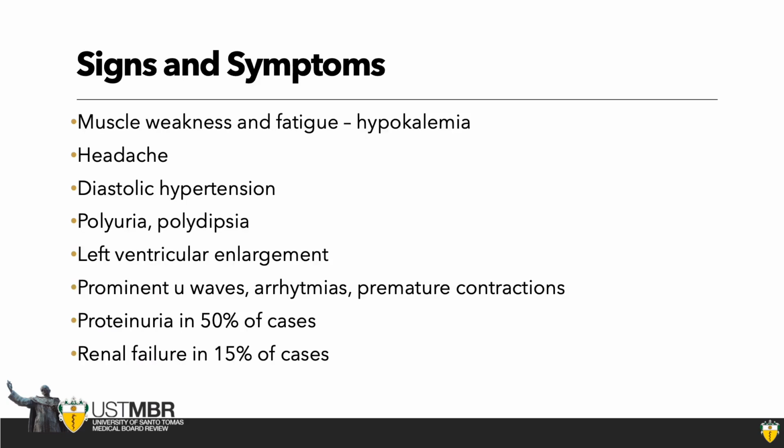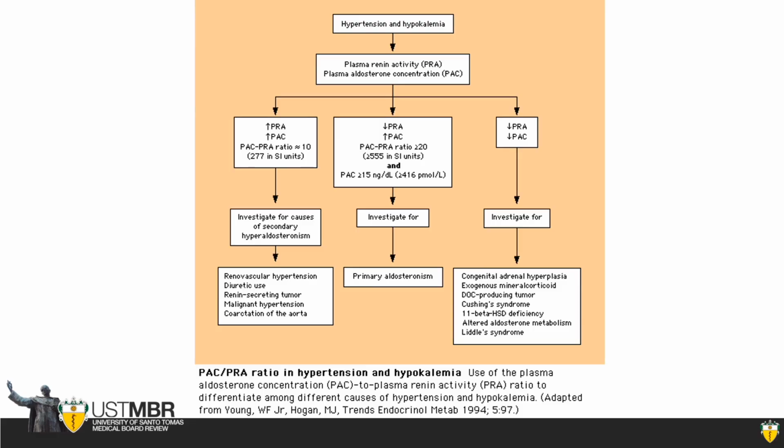Signs and symptoms could be weakness or fatigue due to hypokalemia, and headaches due to hypertension, predominantly diastolic hypertension. Hypokalemia can produce nephrogenic DI that we talked about, meaning the distal tubules are resistant to antidiuretic hormone, so you're going to have polyuria and polydipsia. Chronic hypertension, if poorly controlled, can cause left ventricular hypertrophy. Low potassium is associated with a prominent U wave. If it happens long enough, the kidneys get damaged, and you have proteinuria and sometimes renal failure. So this is how it works.